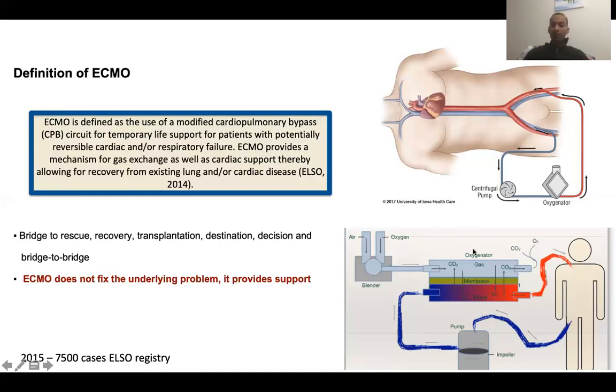Okay, whereas down here would be an example for a VV ECMO circuit where you see the deoxygenated blood, the blue color, comes out, goes through the propeller and goes through the membranes, and then you see the oxygenated blood comes back into an IJ, into a vein, goes through the superior vena cava, right atrium, and then right ventricle, and goes through the lungs.